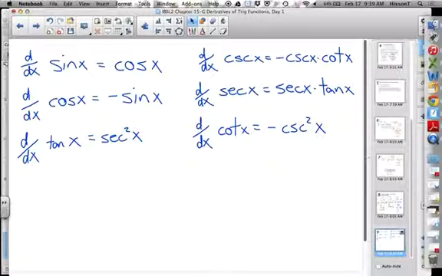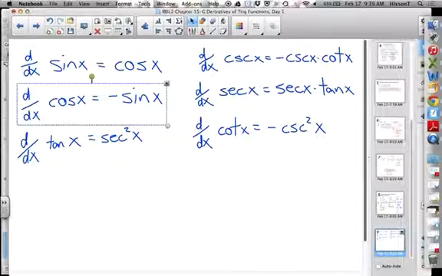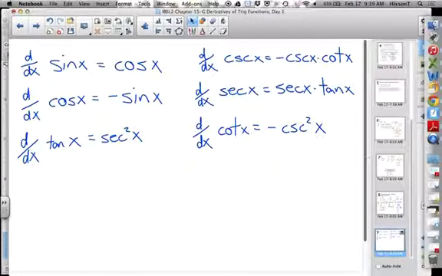Also, like I said before, all the co's, cosine, cosecant, cotangent, all of those end up being negative when you take the derivative. So basically that's it. As far as finding derivatives of trig functions, that's really all there is to it. Then it's just a matter of, like we said at the very beginning, applying these with your product rule, your quotient rule, and your chain rule.